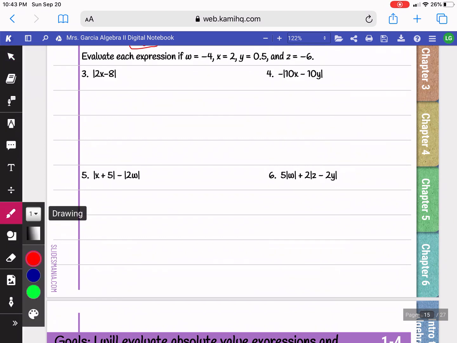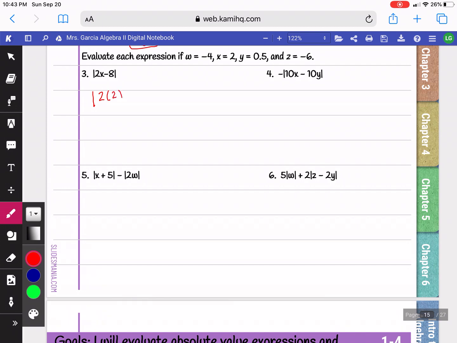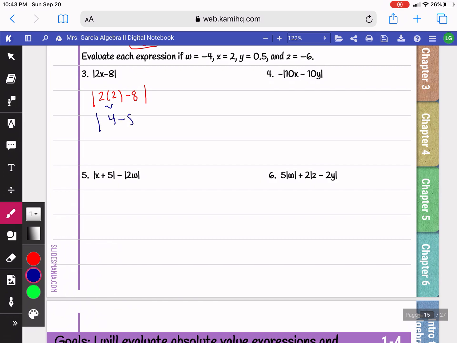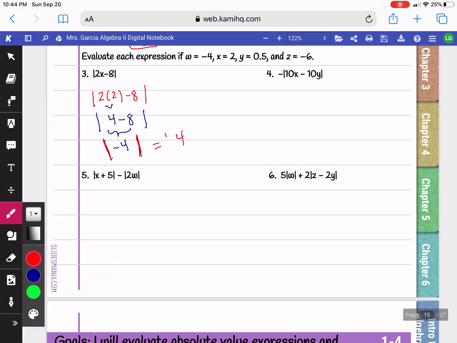For these next examples, we're going to use -4 for w, 2 for x, 0.5 for y, and -6 for z. So I'm going to start by plugging in 2 for x here. Then I make my problem smaller. So 2 times 2 is 4. 4 minus 8 is -4. Now I can take the absolute value. Absolute value of -4 becomes +4.